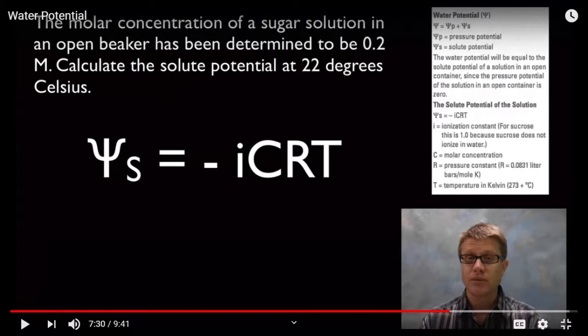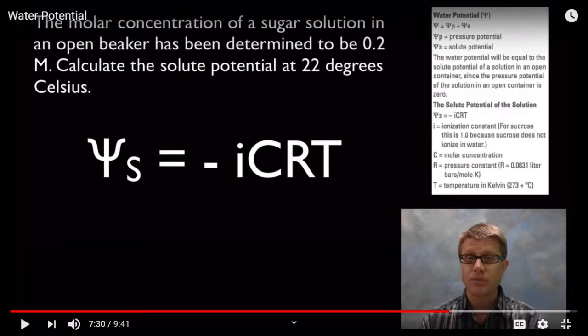Okay, so get your calculators out and plug and chug this one. You can do it. Remember, the answer is always going to be negative, so leave the negative sign in there. I, since this is sucrose, is just going to be one because sucrose doesn't dissociate. It stays as one molecule. C is the molarity of the solution, which they say is 0.2 molar.